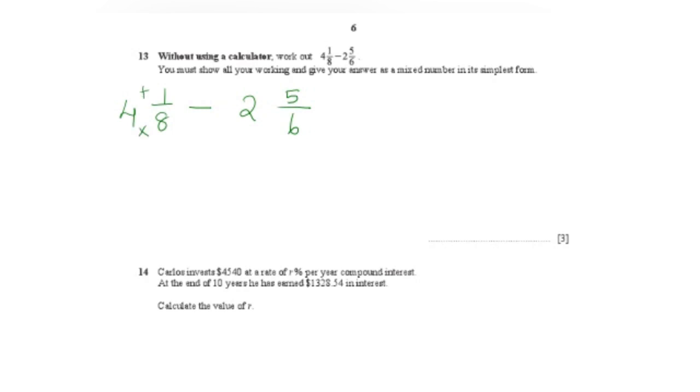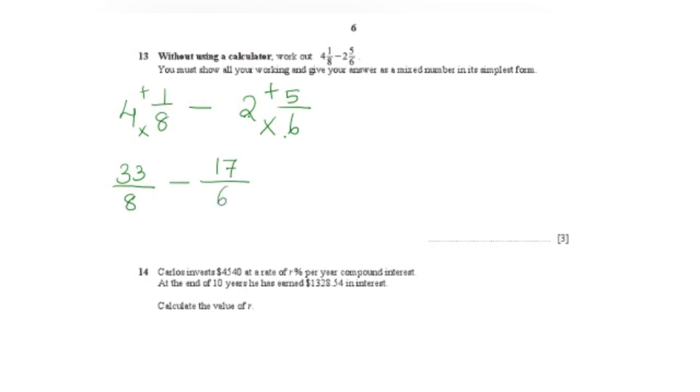4 times 8 plus 1 is 33 over 8. The denominator stays the same. Minus. Here also we do the same. We multiply the whole number with the denominator and add it with the numerator to get the numerator of our improper fraction. So 6 2s are 12. 12 plus 5 is 17. So 17 over 6, the denominator stays the same.